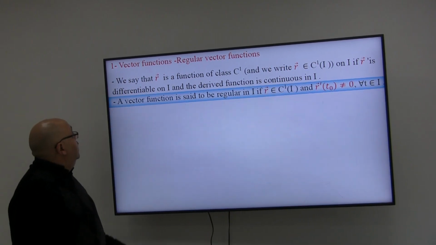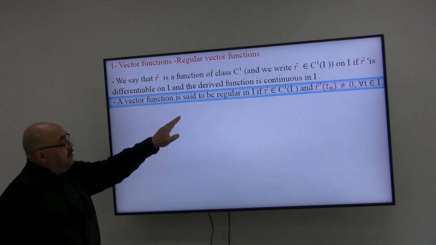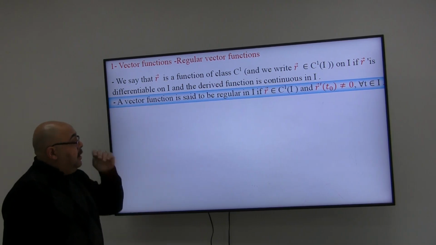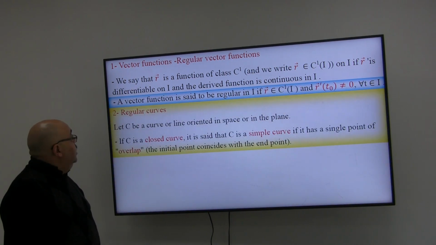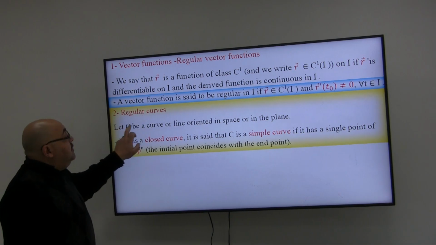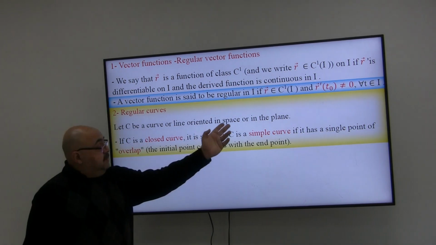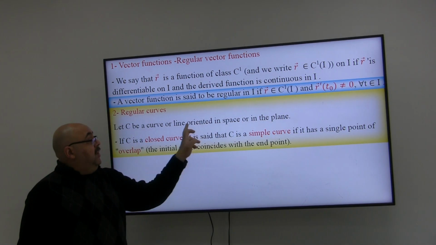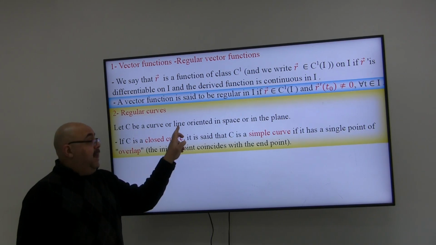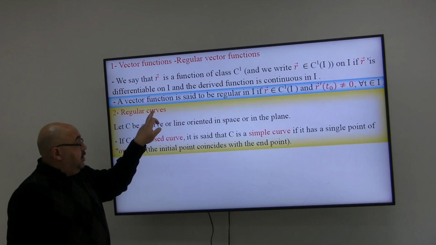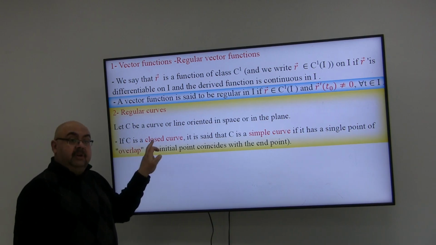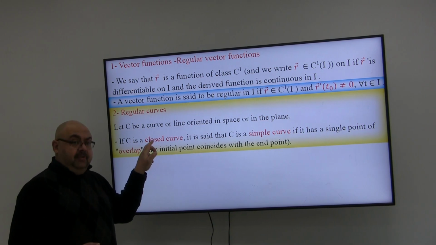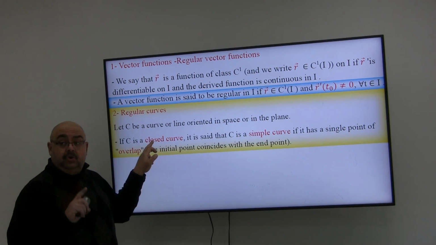So a vector function is said to be regular in I if r belongs to C1, where r dash of t is not equal to 0 for every t belonging to I. Regular curves: let's see, a curve or line oriented in space or in the plane. Either your curve in space or in plane, we call it a regular curve if that's the condition. C is a closed curve. But not all curves are regular curves.